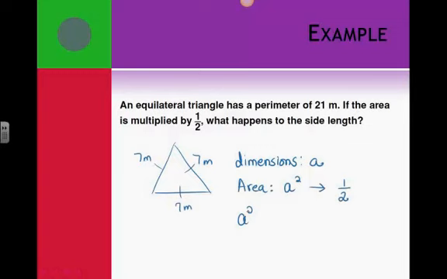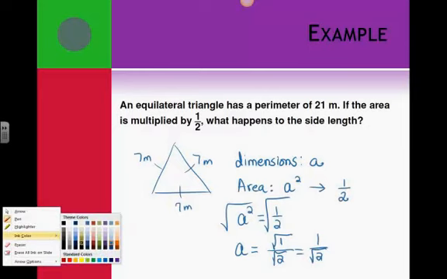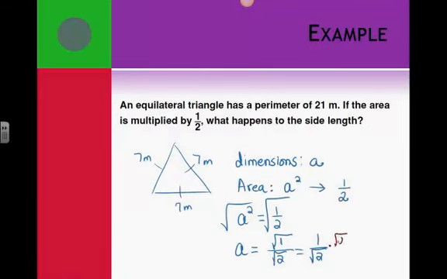So if a squared is equal to 1/2 and we want to find the a value, we would have to take the square root of both sides. So we get a is equal to the square root of 1 over the square root of 2, which would be 1 over the square root of 2. But then we have to rationalize our denominator, and we have to multiply by root 2 over root 2. And it looks like the original dimensions were changed by a factor of root 2 over 2, and that's a. So that would be your answer.